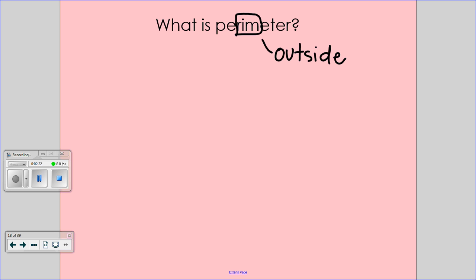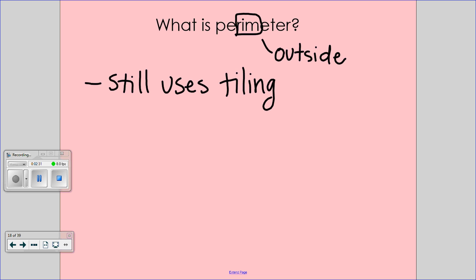Area uses tiling, but when I have a shape, here's my shape, and my perimeter is measuring this, do those lines look like an array? Or does it just look like the outline of a box? So if it doesn't look like an array, do you think I'm going to be able to multiply for perimeter? No.